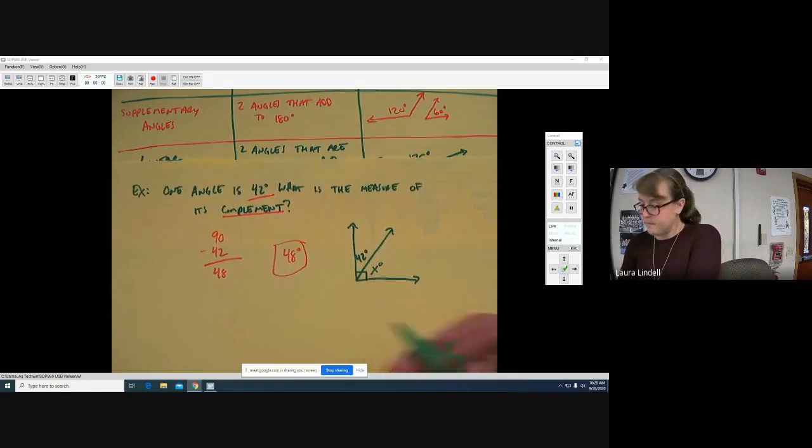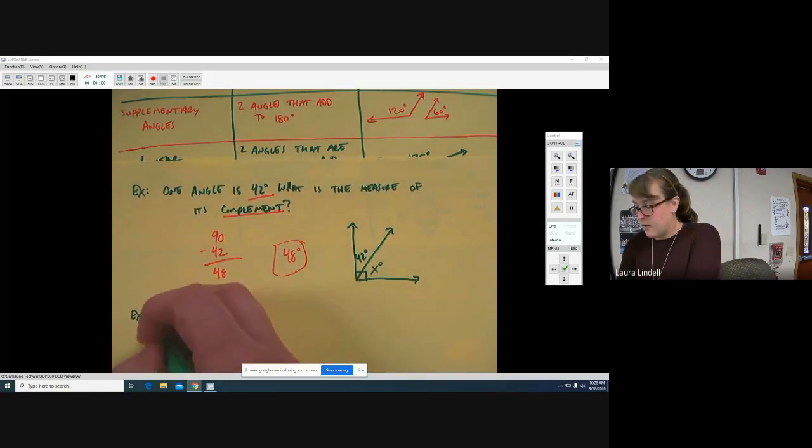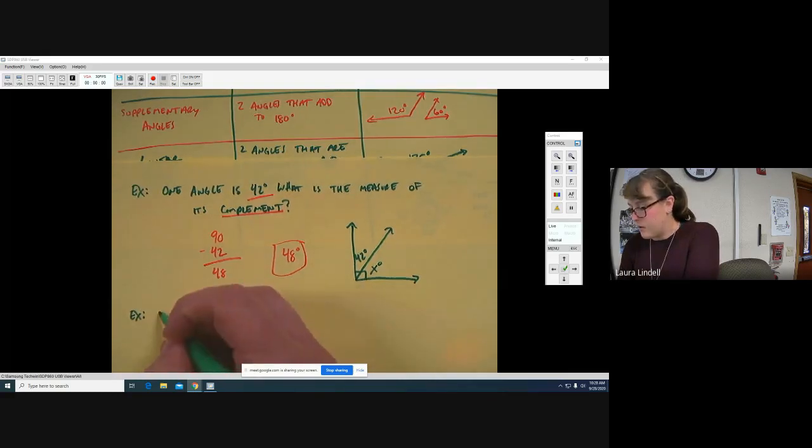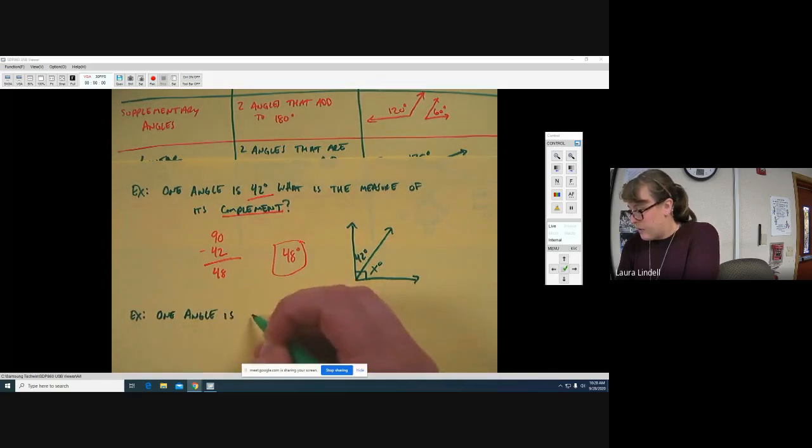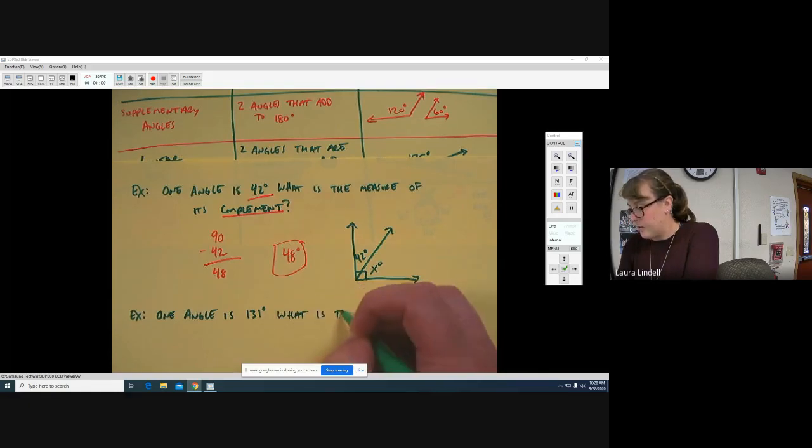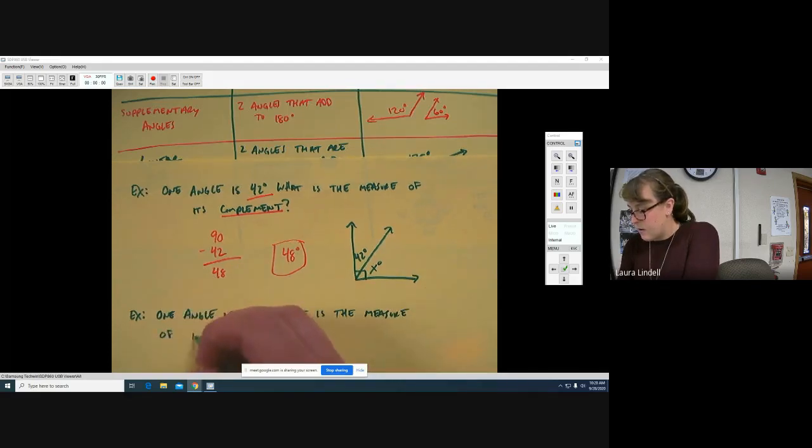Okay. And you can do the same kind of thing with supplementary angles. We could go, one angle is 131 degrees. What is the measure of its supplement?